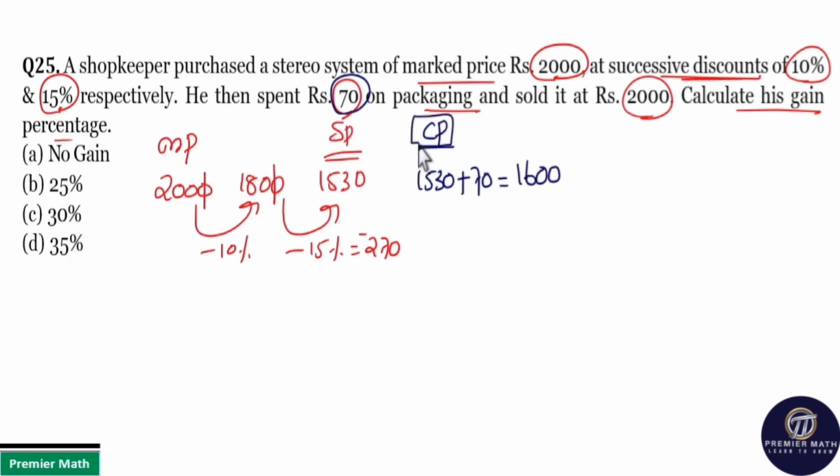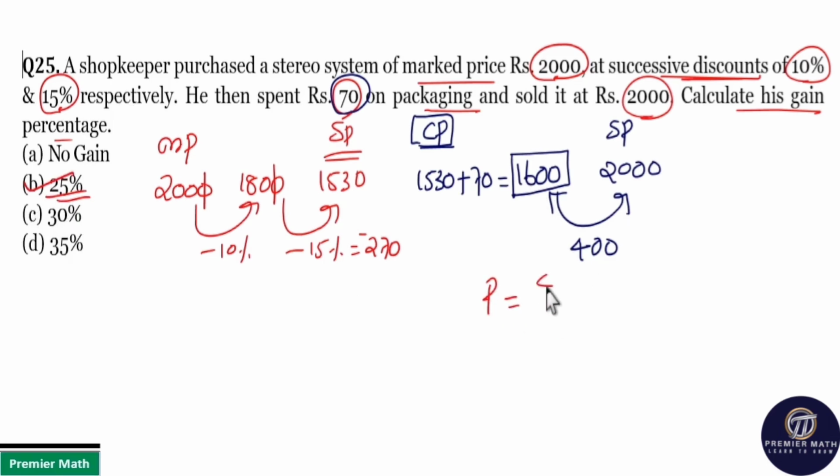So his cost price is equal to 1600, but he sold it at 2000 rupees. So here his gain is equal to 400 rupees out of this 1600 rupees. So he got 400 from the 1600, which is 1/4 of cost price. So his profit is 25%. That is, profit here is equal to 400 out of 1600 into 100. 400 goes 4 times in 1600. 4 goes 25 times in 100.